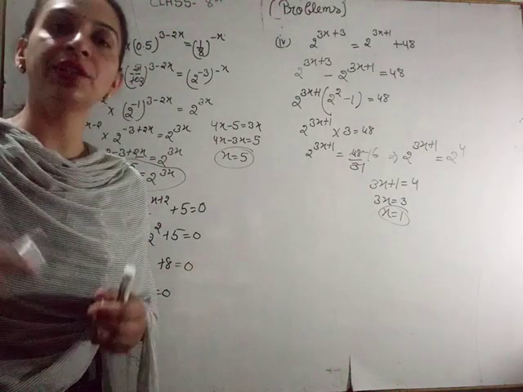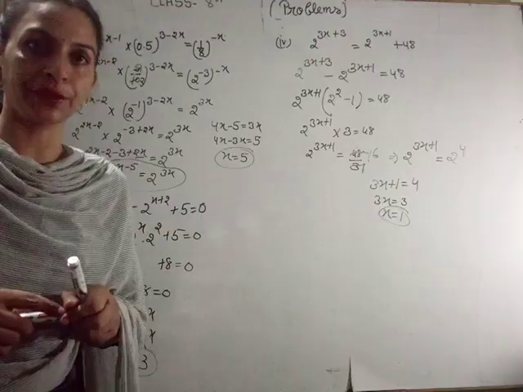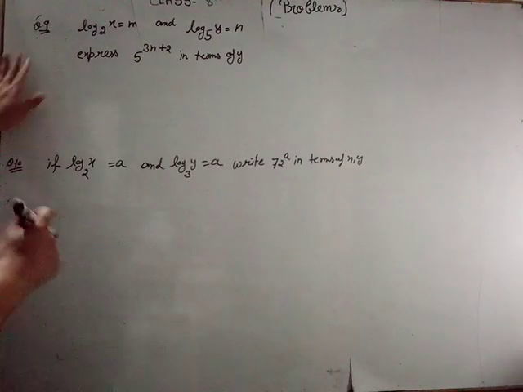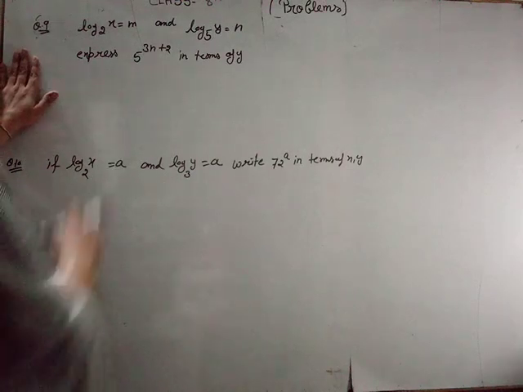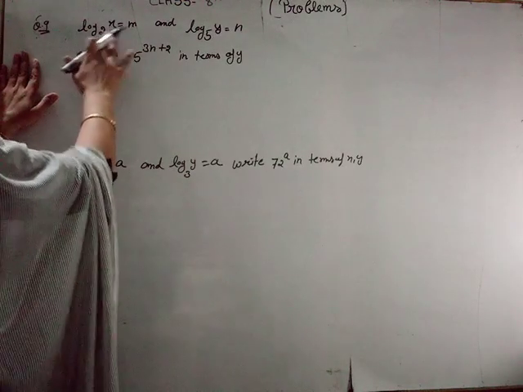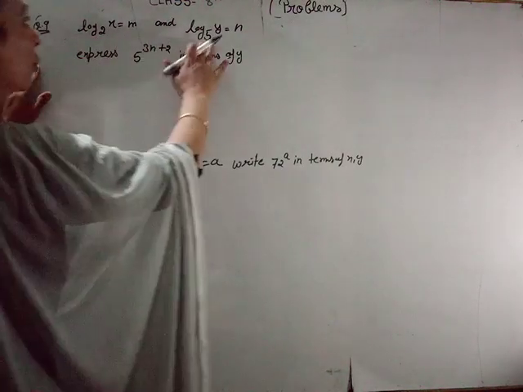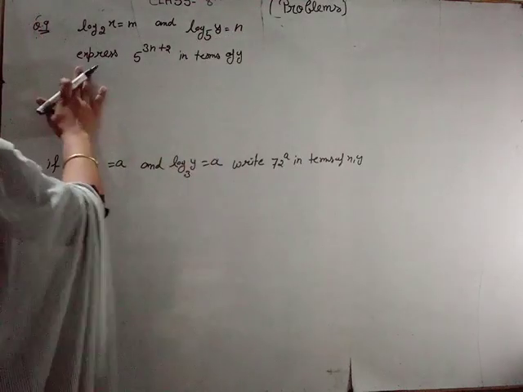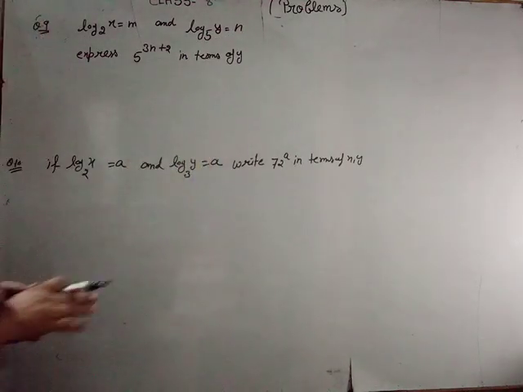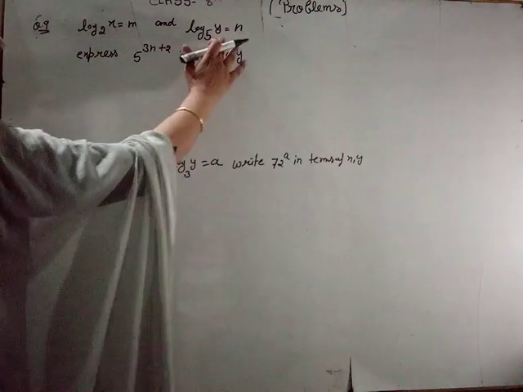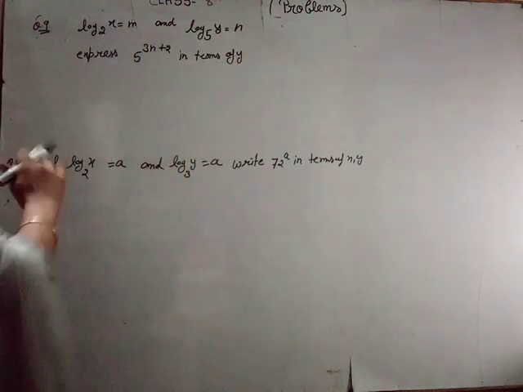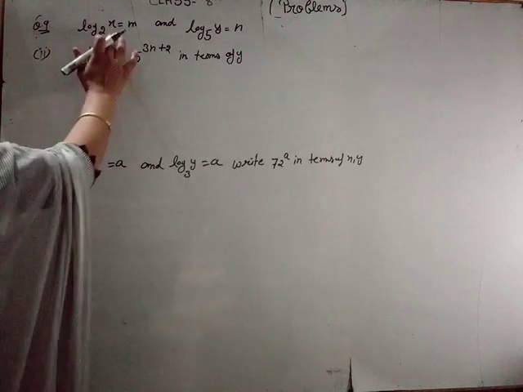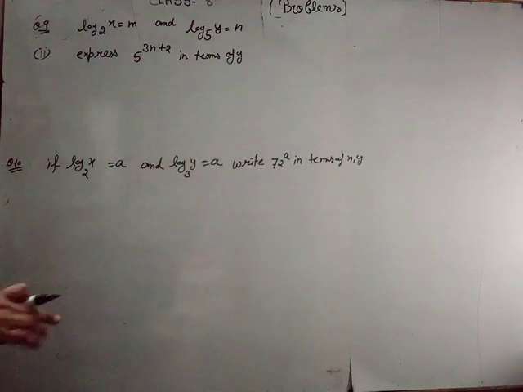Next I will take a question from chapter number 8. This is question number 9 from exercise 8A from the logarithm chapter. Log of x at the base 2 equals m and log of pi at the base 5 equals n. Express this in terms of pi. Students, we use only for pi. This is the first part and this is the second part. We use this in the first part.